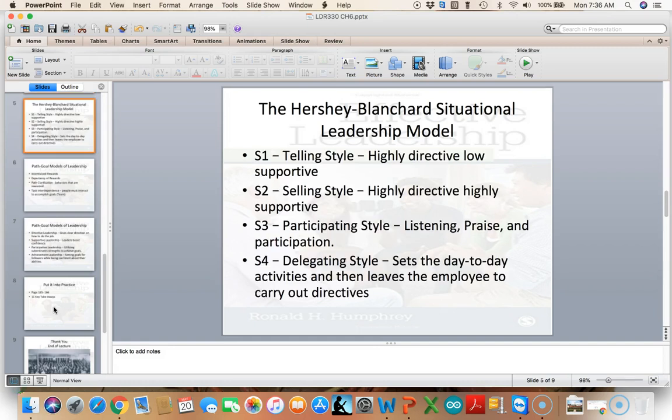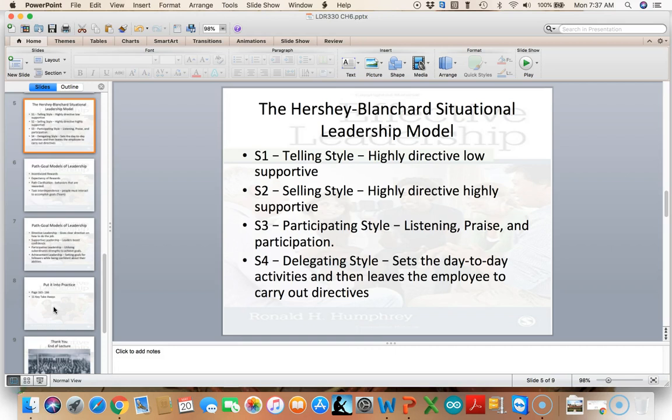There are four differentiating leadership models within the Hershey-Blanchard situational leadership model. The S1 is the telling style. It's very highly directive and low supportive. So I'm going to tell you to do something. S2 is the selling style, highly directive, highly supportive. I need your buy-in for this project.